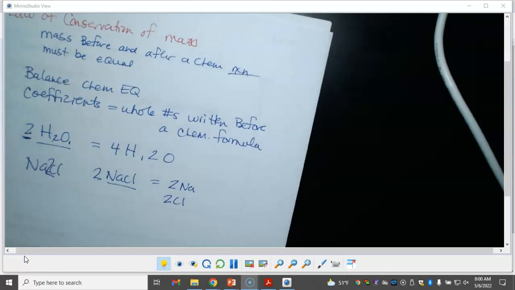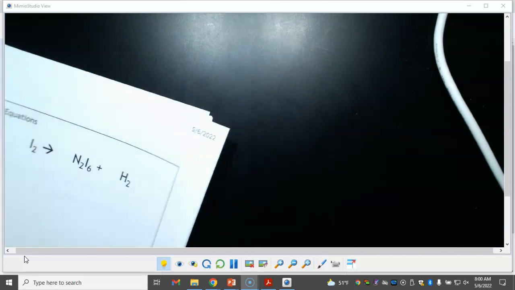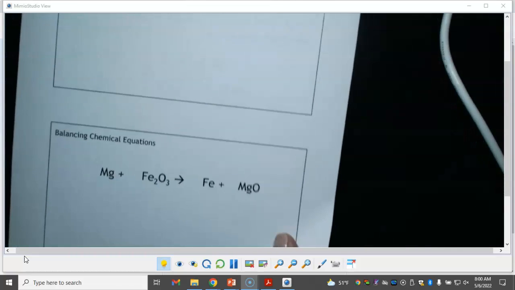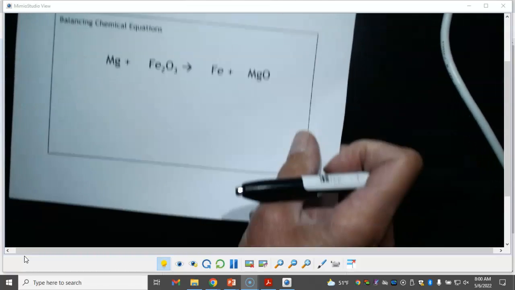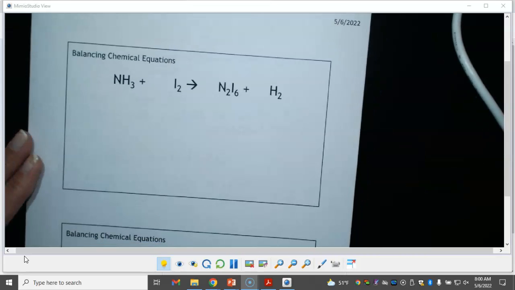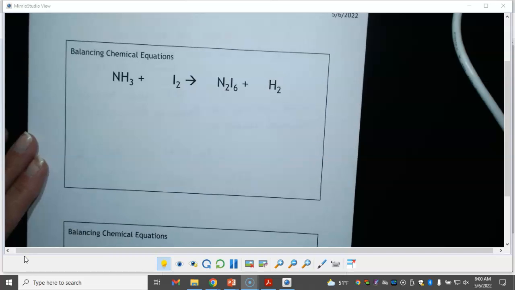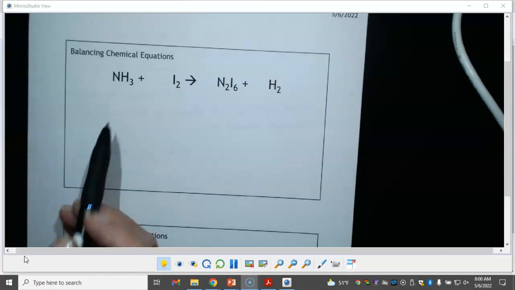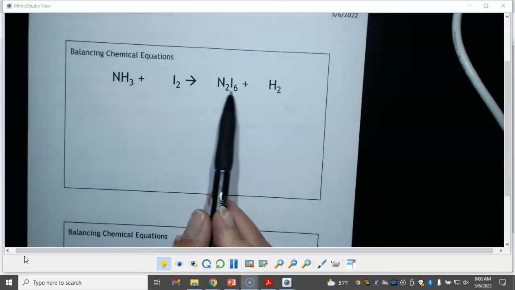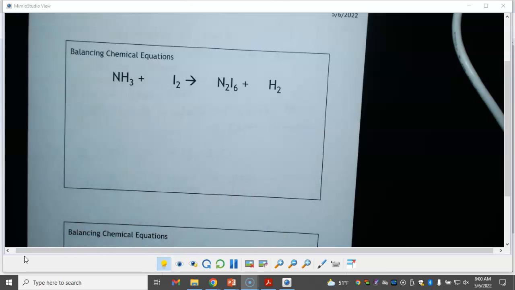Let's do this one. You guys don't have this one. This one, the formula equation is already given to you. So, there we go. So I'm going to give you a second to write that down. So NH3 plus I2 yields N2I6 plus H2. So we're just going to balance this one.